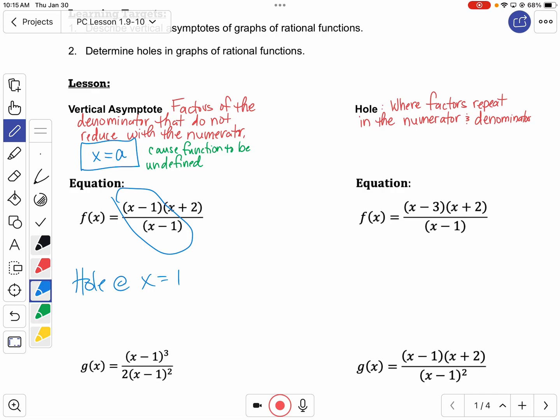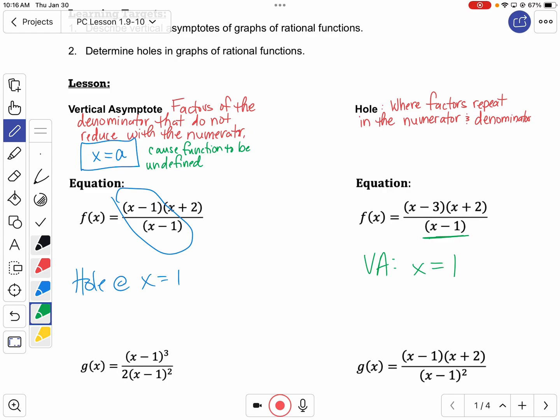Let's look at the one next to it. Okay, do I have any holes in that one? No. So I do have a denominator, which means we're going to have a vertical asymptote, and my vertical asymptote is going to be x equals 1. So in the first one I had a hole when x was equal to 1, but on the second one I actually have a vertical asymptote. If we graphed it at 1, the function would be undefined. We would put a vertical line in that's a dotted line.